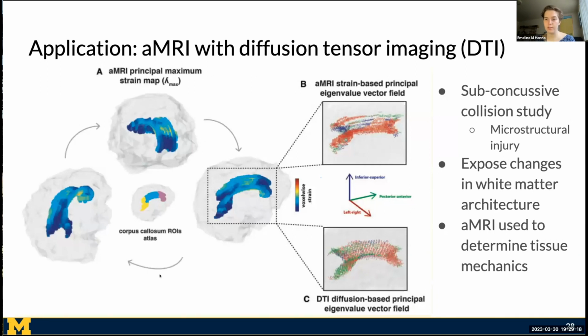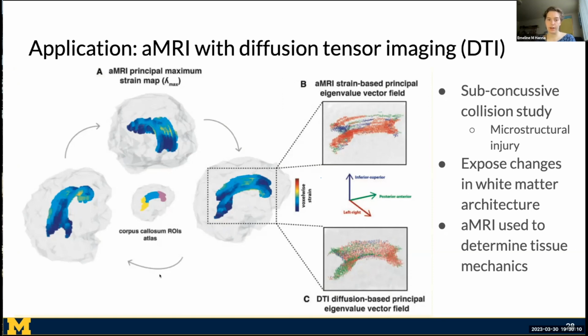Okay, so I'm not going to go into this in depth, but this is another paper and application where they used amplified MRI. They used it with diffusion tensor imaging, which is a technique that exposes changes in white matter architecture. The paper was looking into subconcussive collisions, which is an impact to the head that could alter brain integrity but doesn't have any clinical symptoms. You probably wouldn't be diagnosed with a concussion. They were trying to look at long-term exposure to impacts, and whether that could be associated with any neurocognitive impairments.